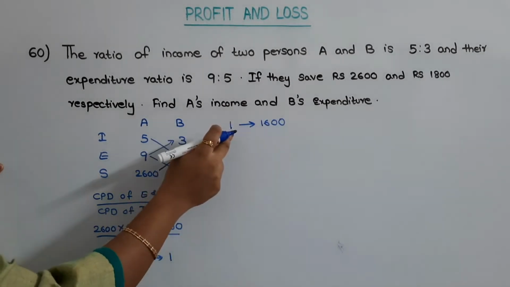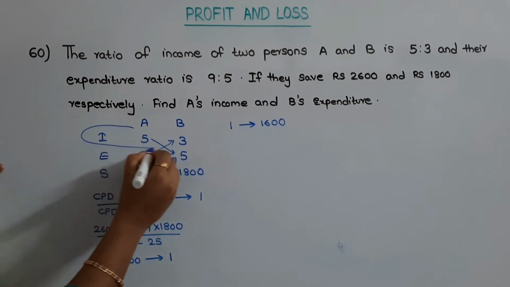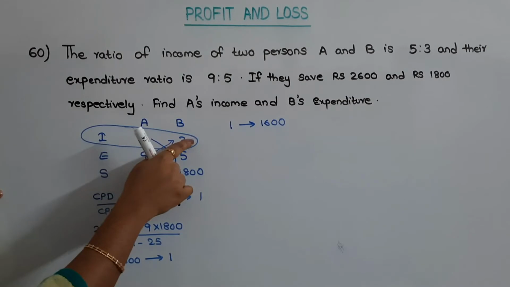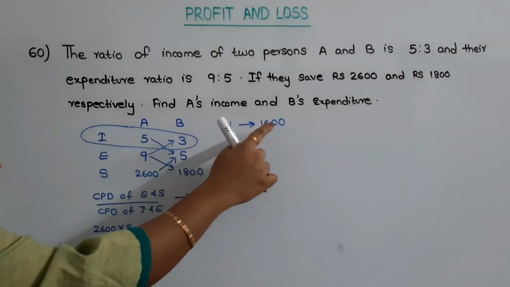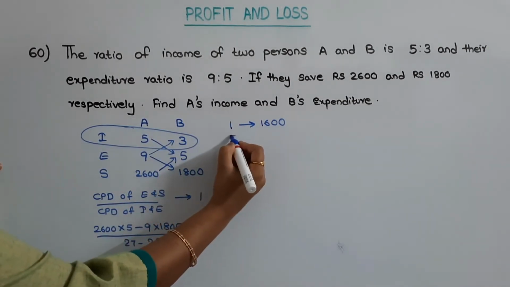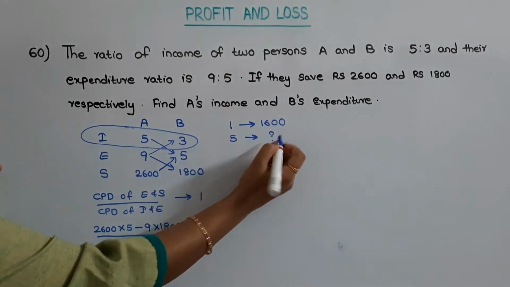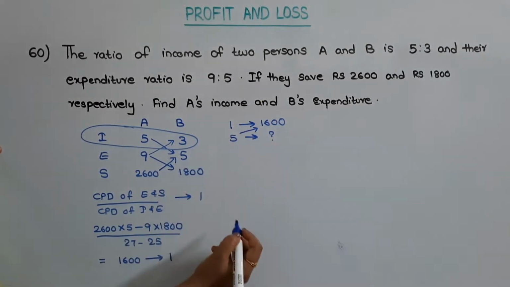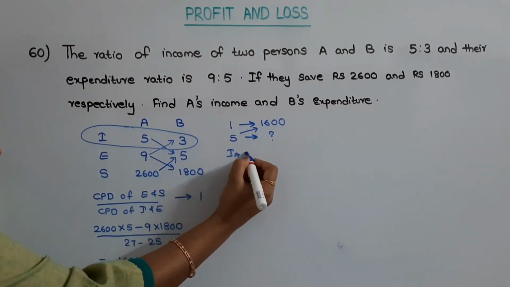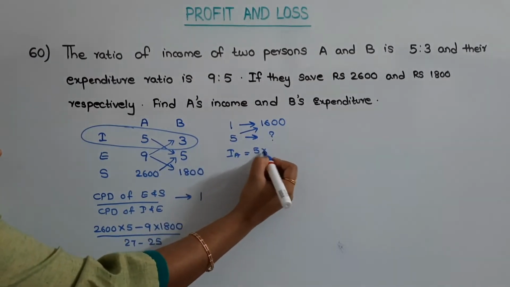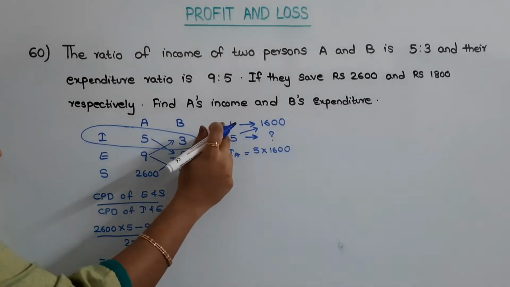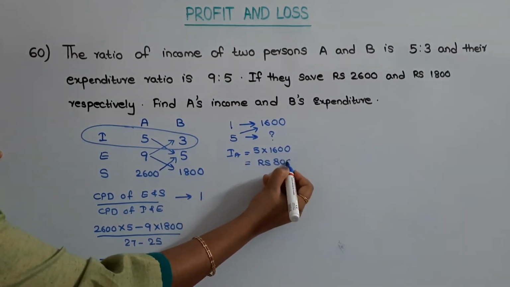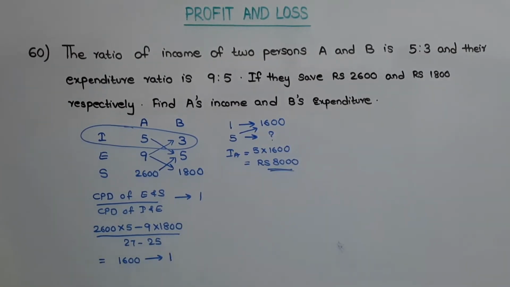So by using this, we can find out the income of A and B, or the value of this 5 and 3. If 1 can be written as 1600, how can we write this 5? On finding this value, we will get the income of A. This we can find out by cross multiplying. So income of A will be equal to 5 into 1600 divided by this one. That will be equal to rupees 8000. So income of A is rupees 8000.